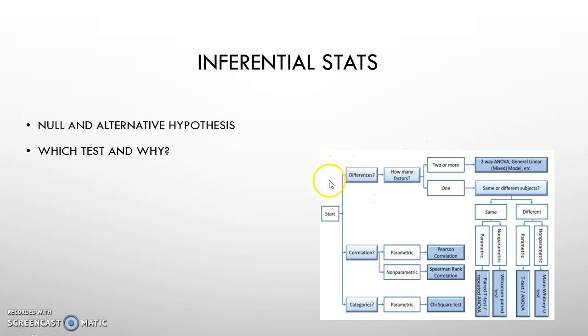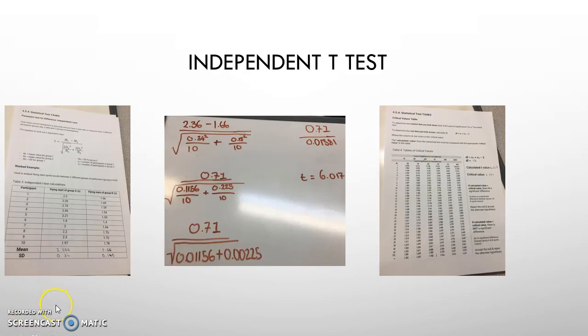And then going all the way back to the beginning, if you were to do a correlation experiment, then it would be a much shorter way of deciding what test you're going to be using. If you have parametric results, then a Pearson's correlation, and non-parametric, then Spearman rank correlation. So here we've got the independent t-test example results.